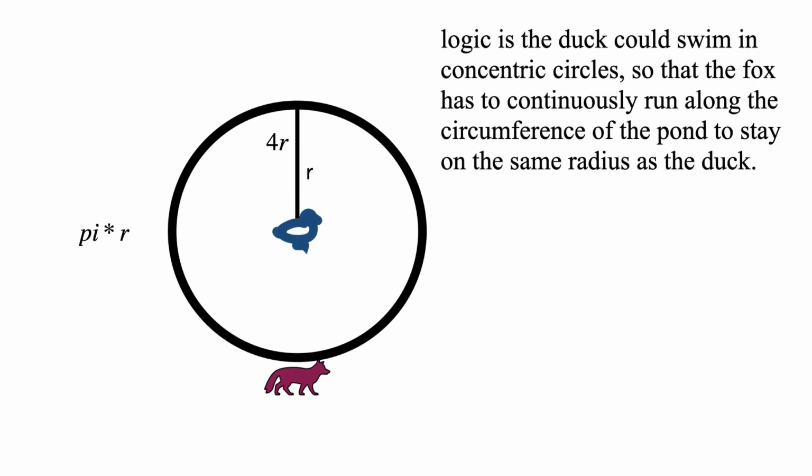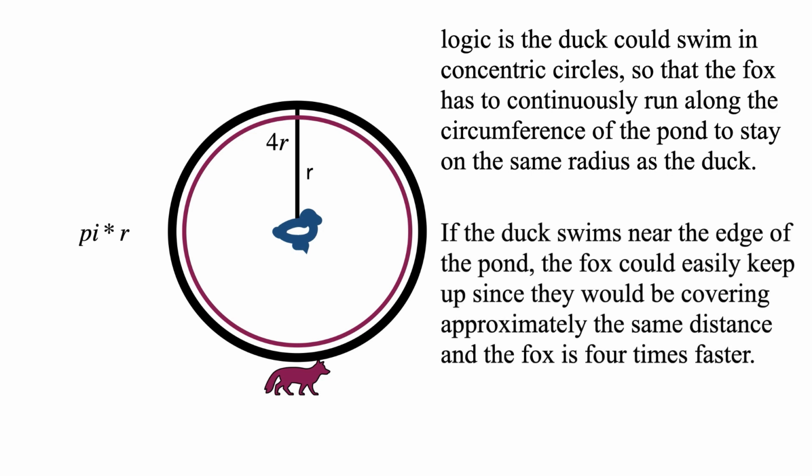The logic is that the duck could swim in concentric circles so that the fox has to continuously run along the circumference of the pond to stay on the same radius as the duck. If the duck swims near the edge of the pond, the fox could easily keep up since they would be covering approximately the same distance and the fox is 4 times faster.